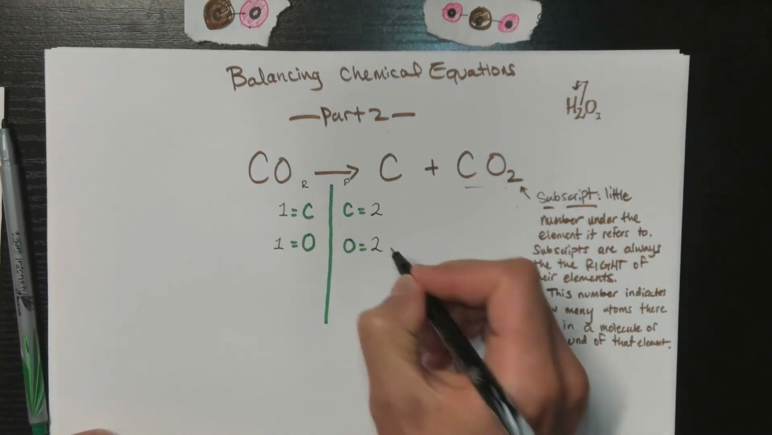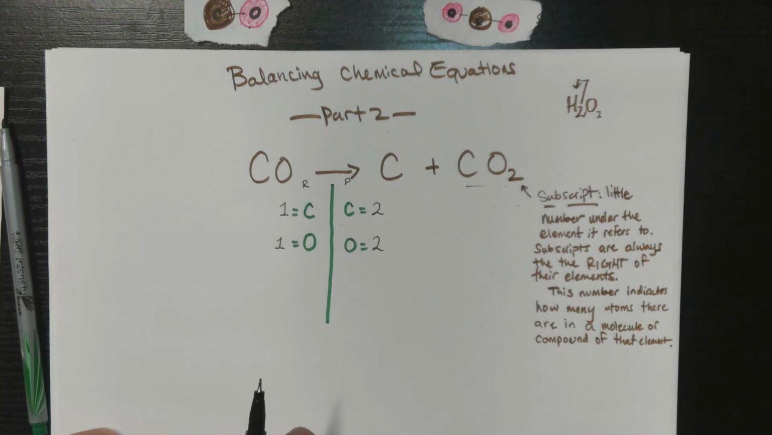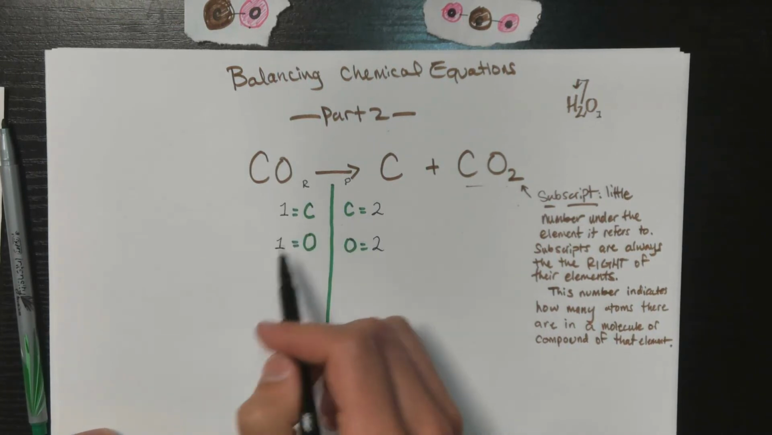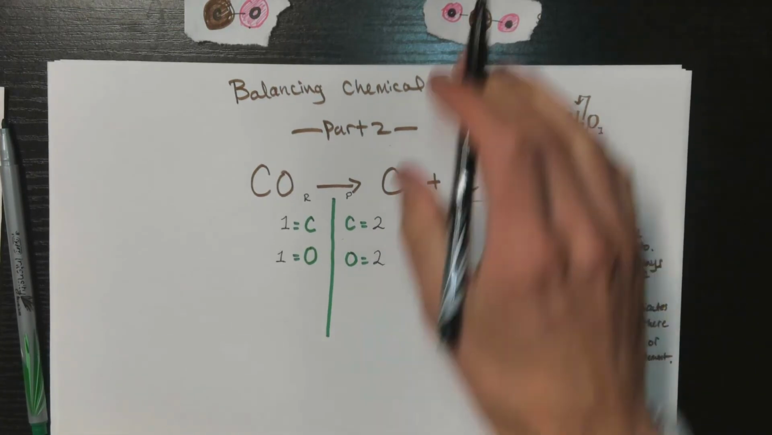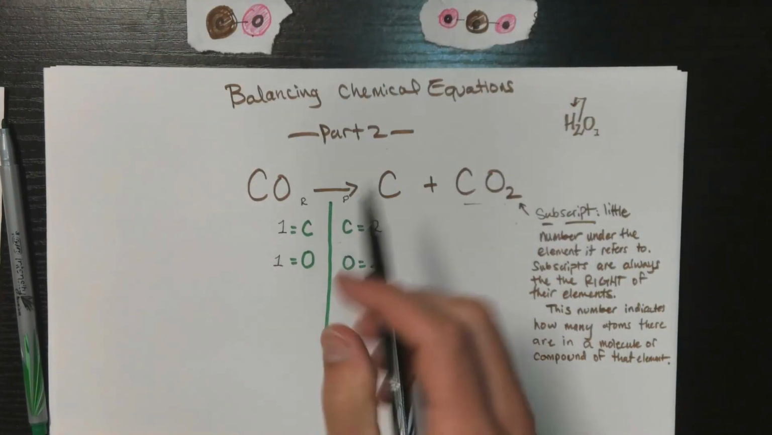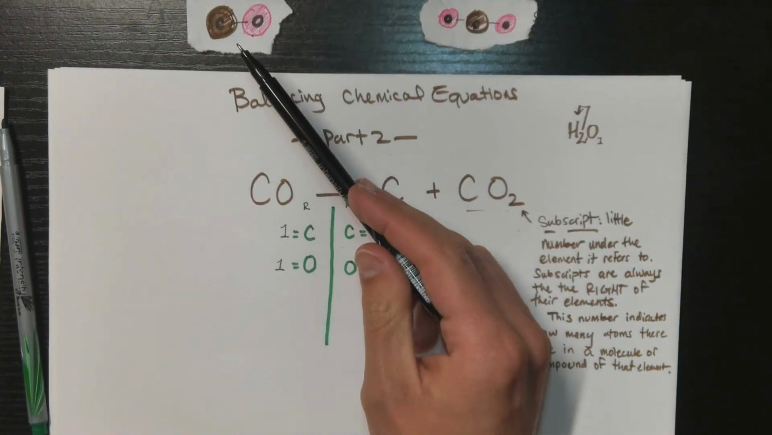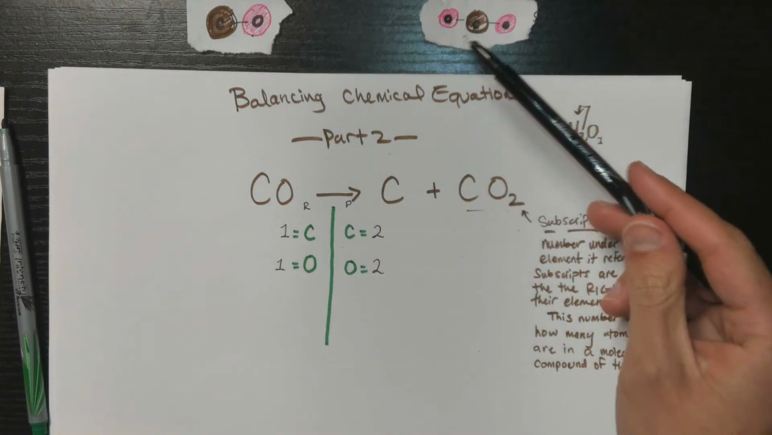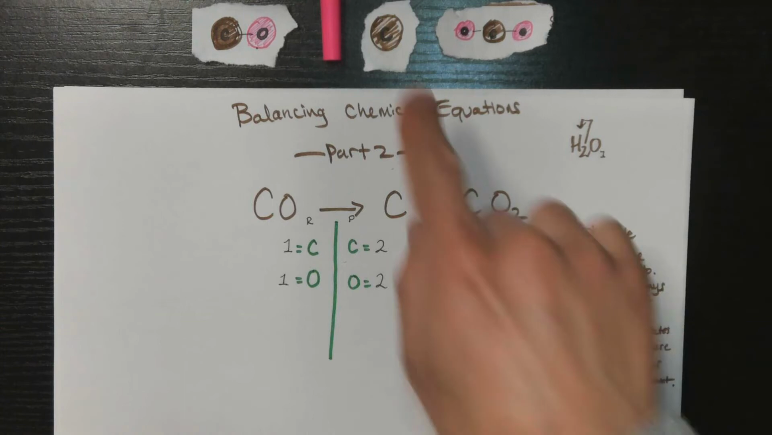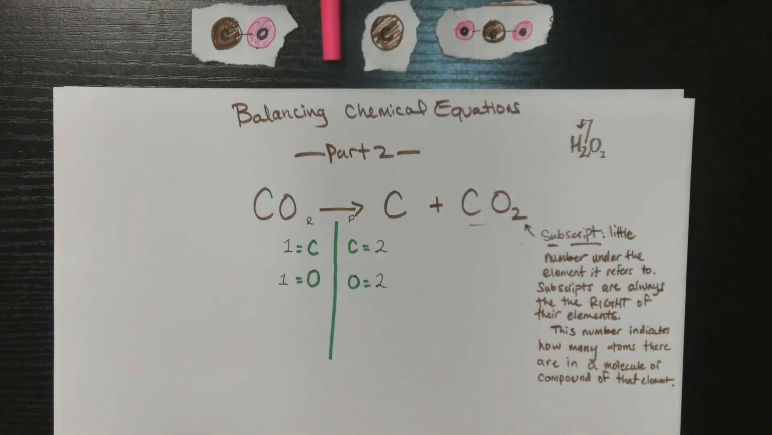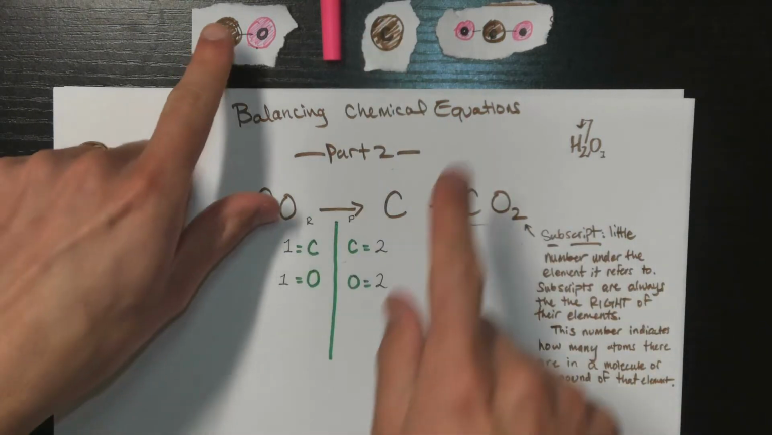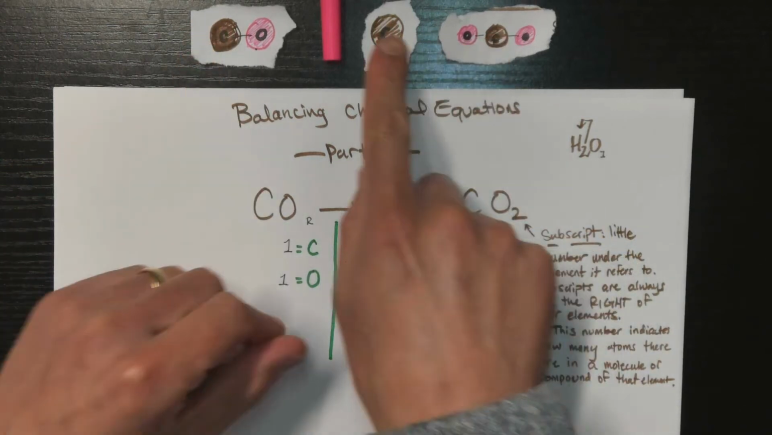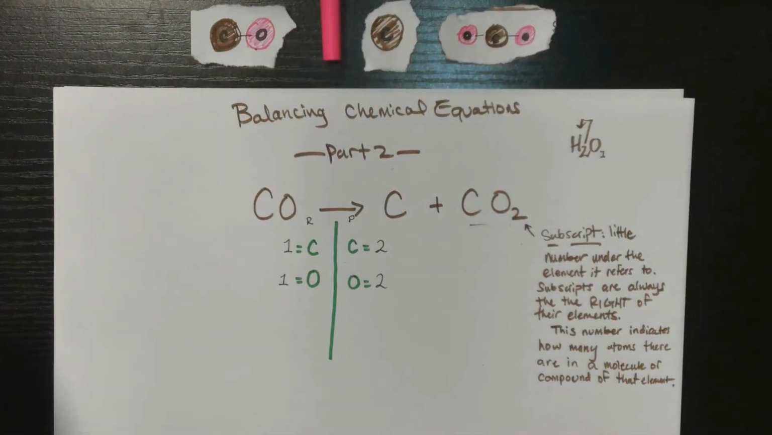There are also 2. Now, to balance this, I need both those numbers to be the same, because what this tells me is that I started off with 1 carbon atom and 1 oxygen atom, but I need 2 carbon atoms and 2 oxygen atoms. I thought it might be helpful just to put that extra carbon atom in there, just so you could see it visually. There is a difference between these molecules, obviously, but this is really the chemical equation we're talking about.